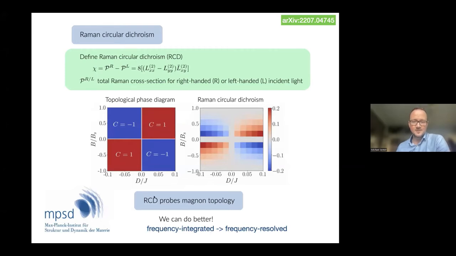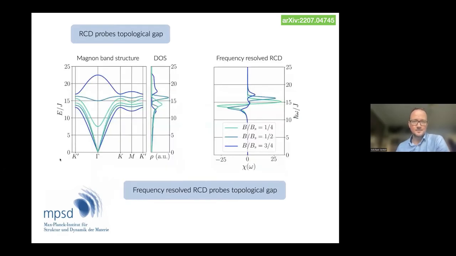We can do the frequency-resolved calculations as well. Here I'm showing the evolution of the magnon band structures as a function of the magnetic field, I think, as a tuning parameter. This is the corresponding density of states that I'm showing here on the left. And on the right, I'm plotting the frequency-resolved Raman circular dichroism. And you notice that all of the intensity actually comes from this region where the gap is between the upper and lower bands. So this is already very suggestive that there might be more interesting information in the signal.